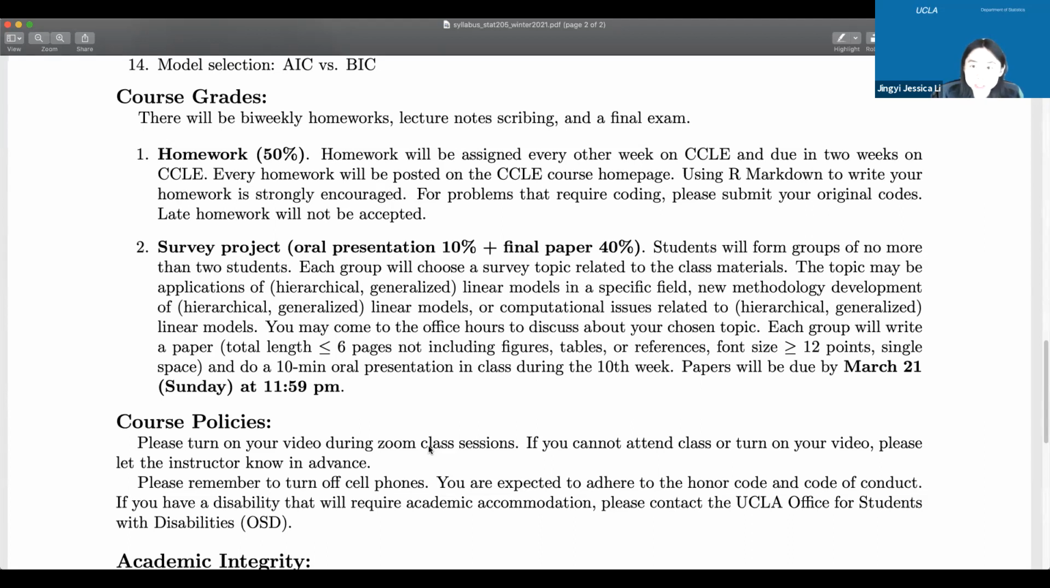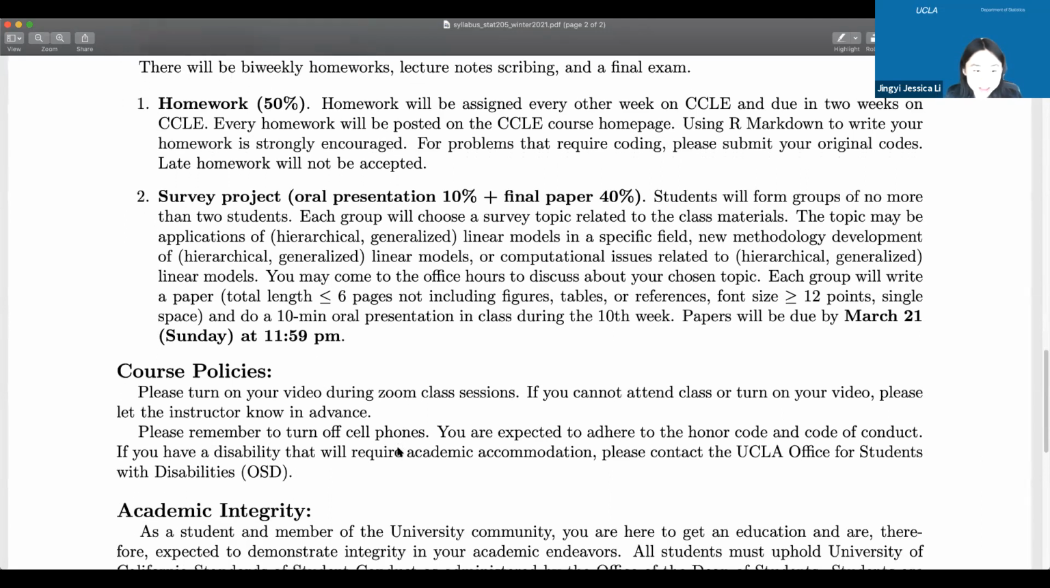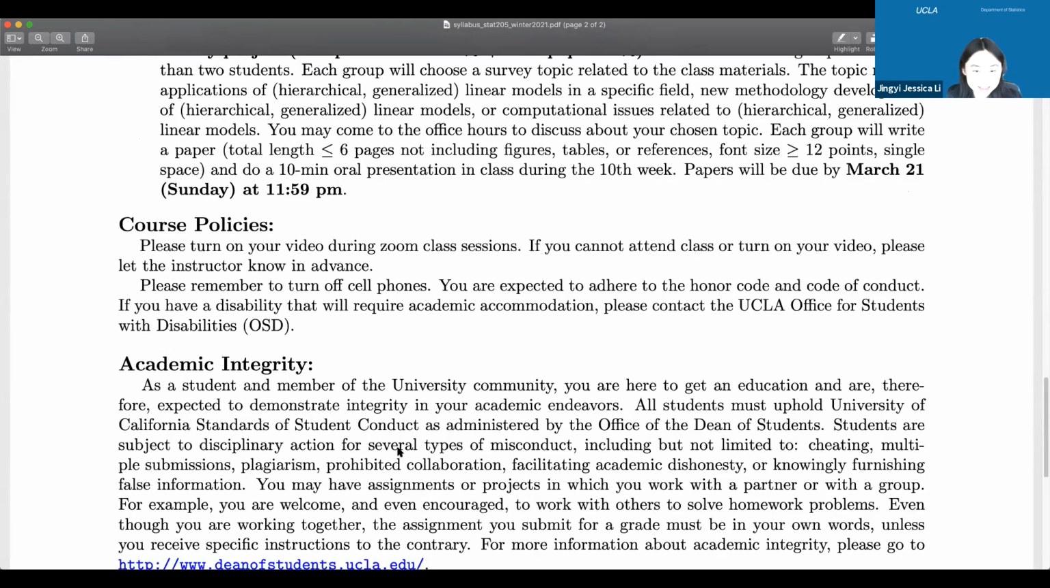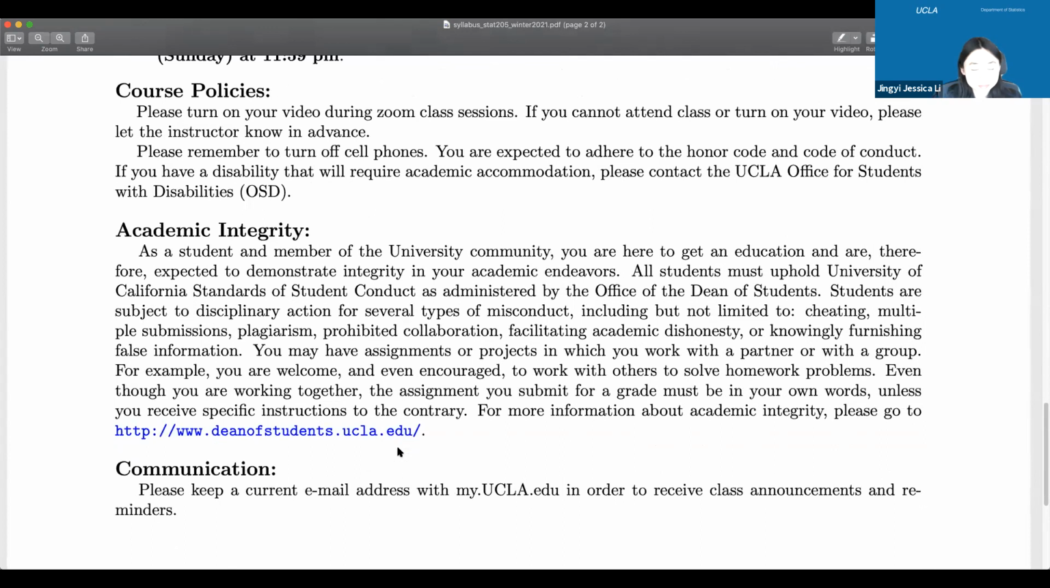But if you do have some special concerns, for example, you don't feel comfortable showing your room or something like that, or if you have to attend this class remotely, I understand that. So that's okay. You can just let me know. But I would want to encourage everyone to turn on the video during the class. Okay, so I think that's it. Do you have any questions about the syllabus?